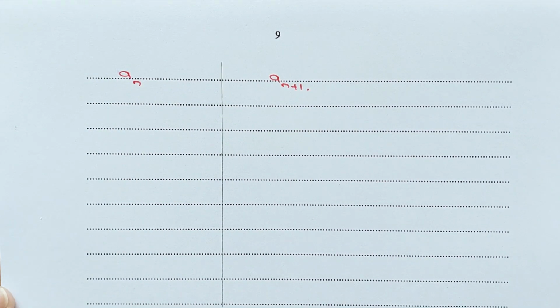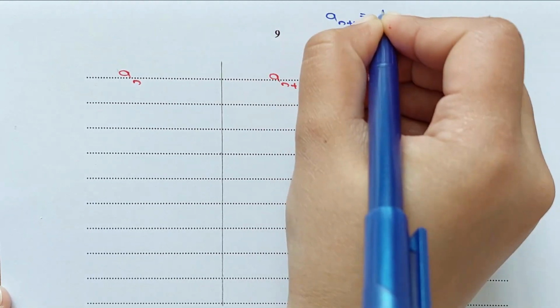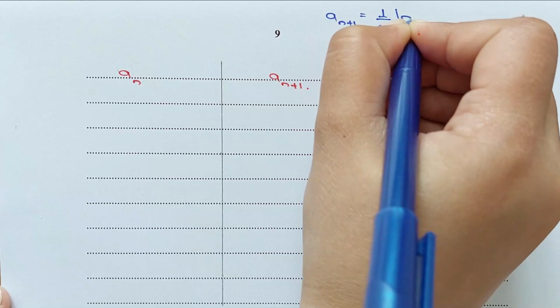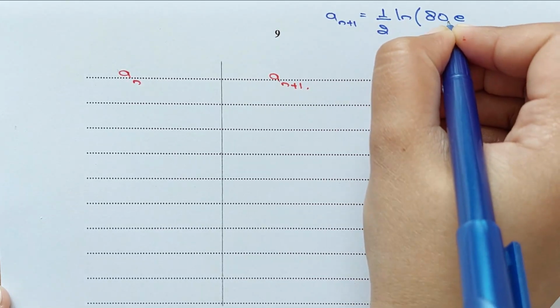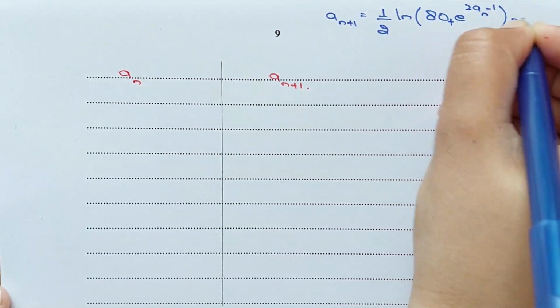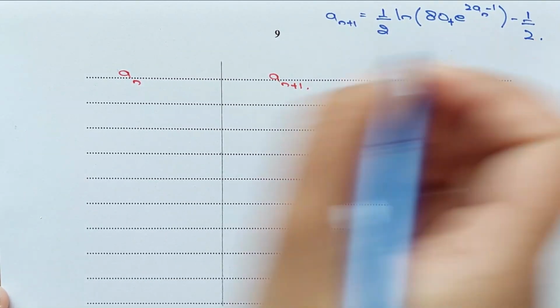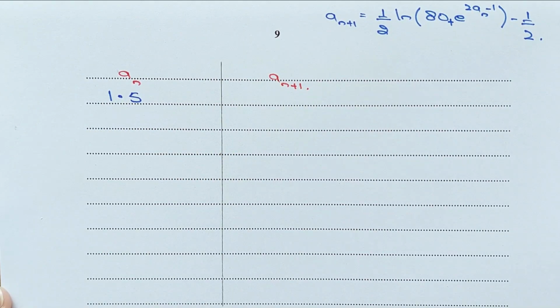Okay, let me rewrite the equation. An plus 1 should be equal to 1 by 2 ln of 80 e power plus 2an minus 1, minus 1 by 2. So the initial guess, we start with 1.5. A naught is 1.5.